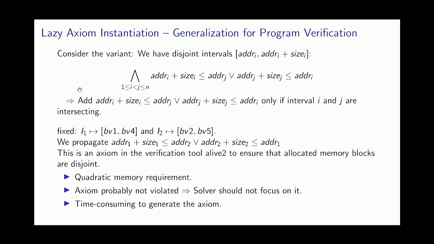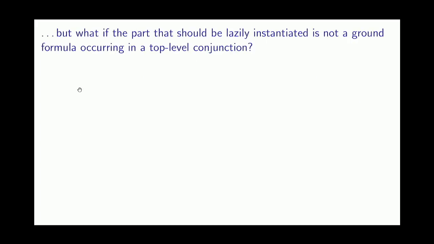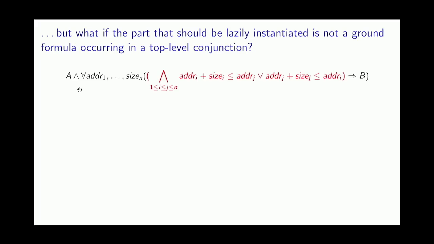It's usually completely irrelevant. And also it's time consuming to generate this lemma because in the worst case, there are a lot of memory allocations that should be disjoint. So yeah, it sounds nice, but it's not that easy in general because the formulas in Alive2 actually look this way. Both the variables are universally quantified, and secondly, it's not top level. So we cannot really apply this trick directly.